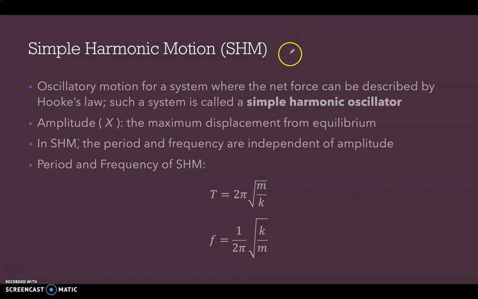So if I'm looking at a wave, something like this, my amplitude would be from this point to this point. It's my max displacement from my equilibrium, which would be this here. So that would be my capital X, my amplitude. And in this simple harmonic motion, or SHM, the period and frequency are independent of that amplitude.